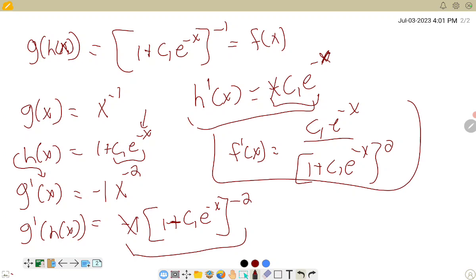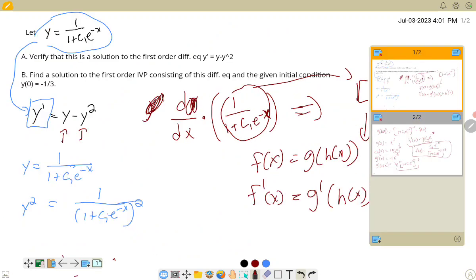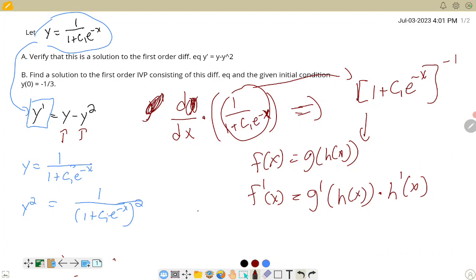And the question now is, is this the same as the function back here? So let's go back to the original one. Well, we haven't actually written y minus y squared yet. So let's write that. y minus y squared is equal to 1 over 1 plus c1 e to the minus x minus 1 over 1 plus c1 e to the minus x all squared.